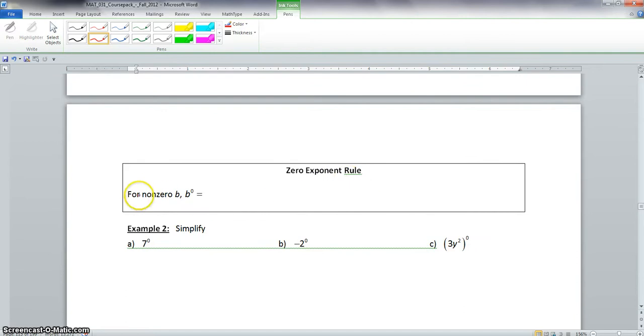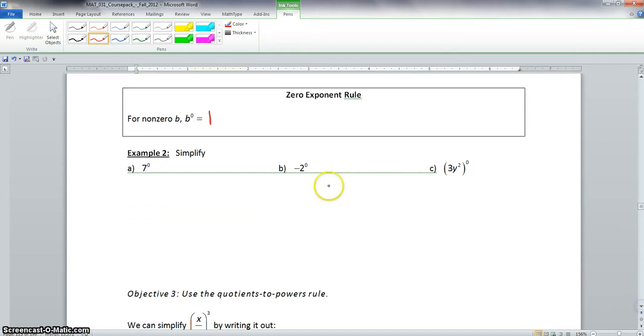Now the zero exponent rule. For nonzero b, b to the 0 power is equal to 1. So it's saying basically that any number that is not 0, taken to the 0 power, equals 1. So now we have 7 to the 0 power, which is 1. Now I'm going to skip b and go here to c. And this 3y squared in parentheses to the 0 power is just 1.